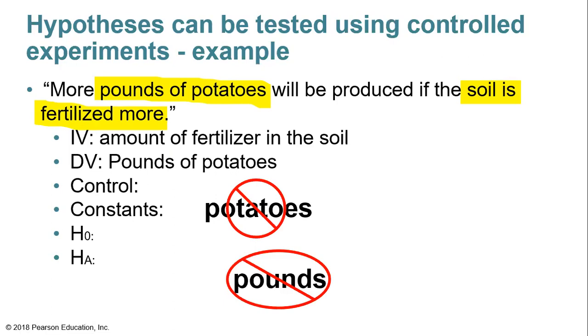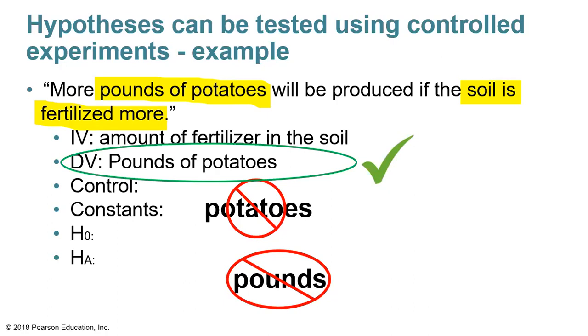Are you hoping it will change the color of the potato? No, you're hoping that it will change the number of pounds of potatoes that you get. And similarly, if you just say that the dependent variable is pounds, well, that's also a wrong answer. Because what are you hoping will change? The pounds of fertilizer? The pounds of soil? No, the thing you're going to measure is the pounds of potatoes, how many pounds of potatoes you are getting at the end of the experiment.